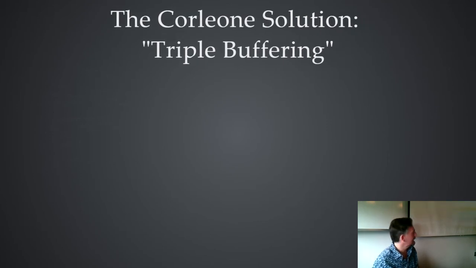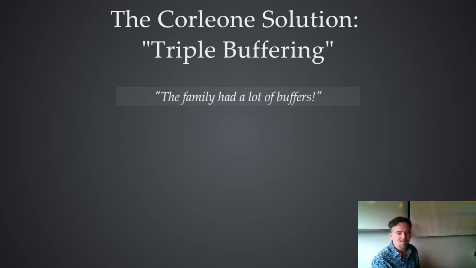But as anticipated, if it turns out that double buffering is not working for you, the solution is triple buffering. Does anyone know the quote, "The family had a lot of buffers"? That's from The Godfather. That's how they explain the use of intermediaries to stop Michael Corleone from getting his hands too dirty. And also it's a bit of a standard quote in computer science that all problems in computer science can be solved by adding another buffer, except for the problem of having too many buffers.